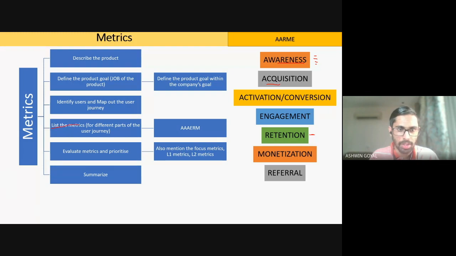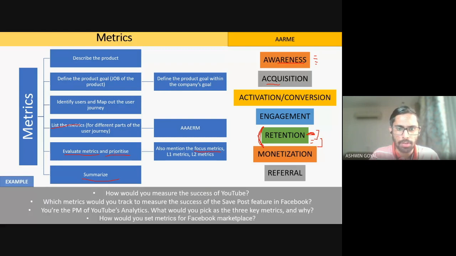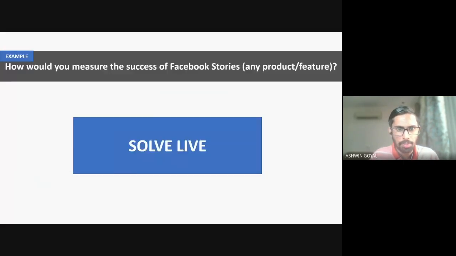So we start listing down the metrics for each of these categories, or let's say if you focus only on retention, then only the metrics for this. Then you evaluate those metrics and prioritize. Let's say you list down 7-8 metrics, right? Or 3-4 metrics. Just prioritize on one main metric, and the others can be secondary metrics. So one can be a primary metric, others can be secondary metrics, which is also called a focus metric, and L1, L2 metrics. Then summarize. Right, so I have just summarized what we've already discussed. These were some examples. Today we'll take up this example.